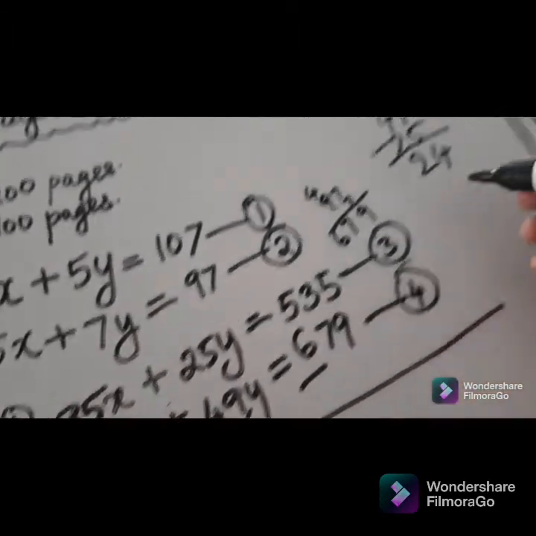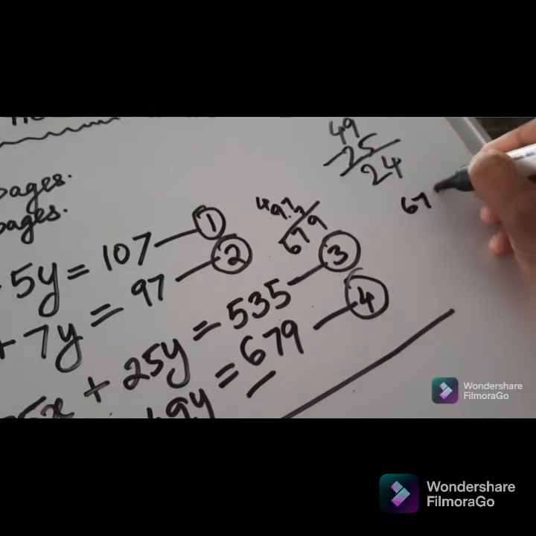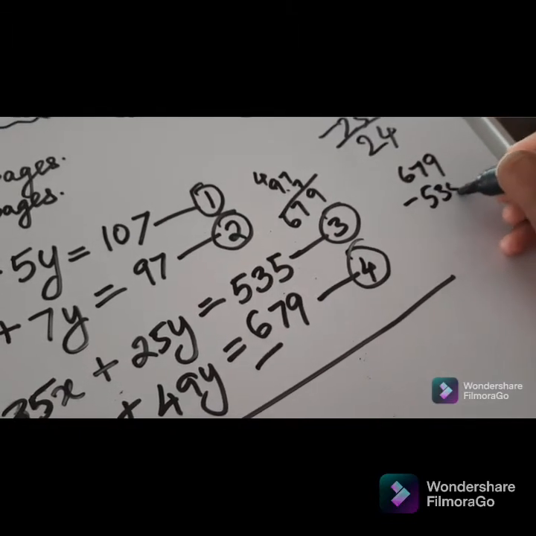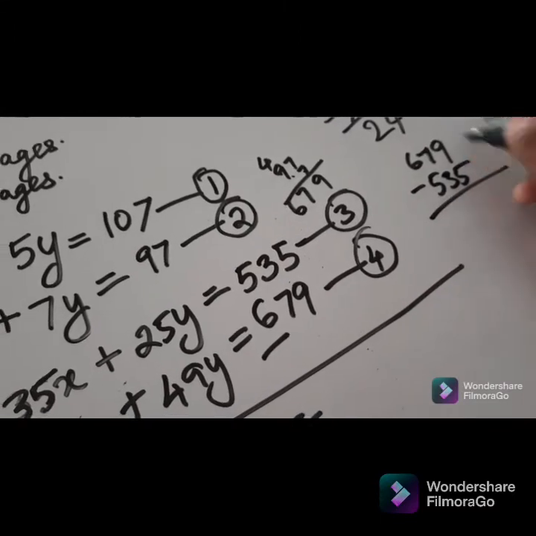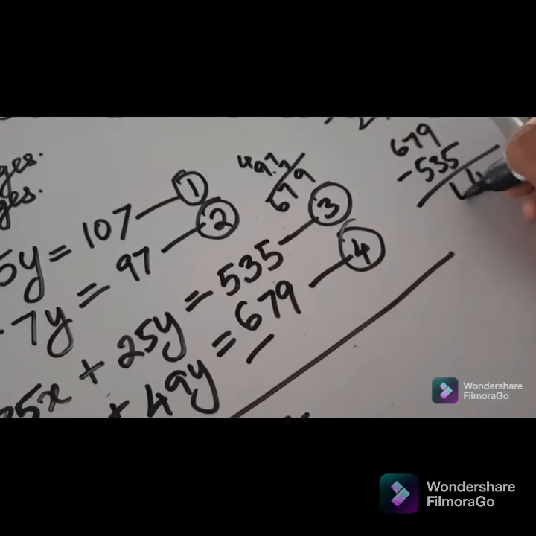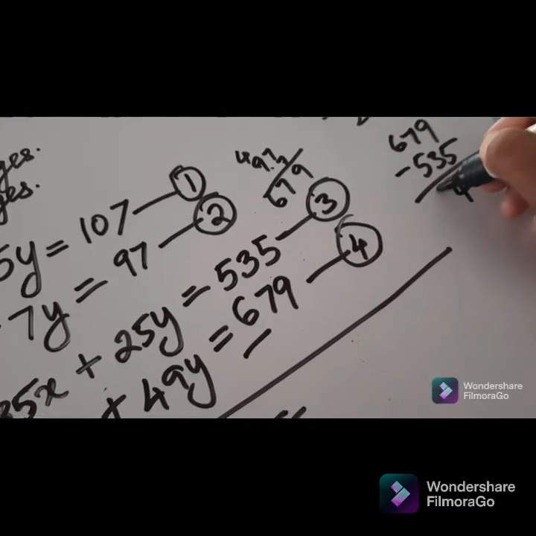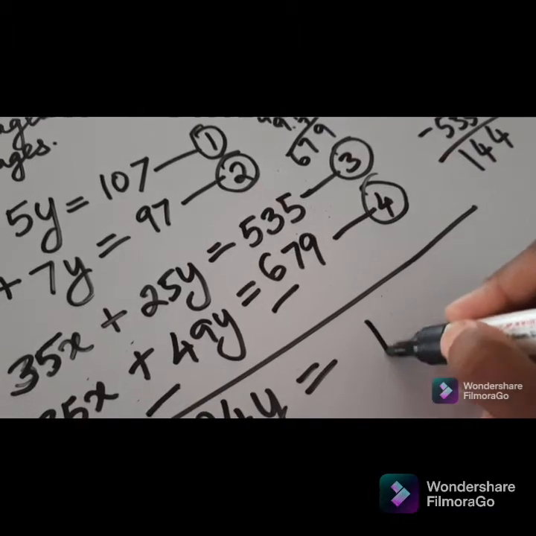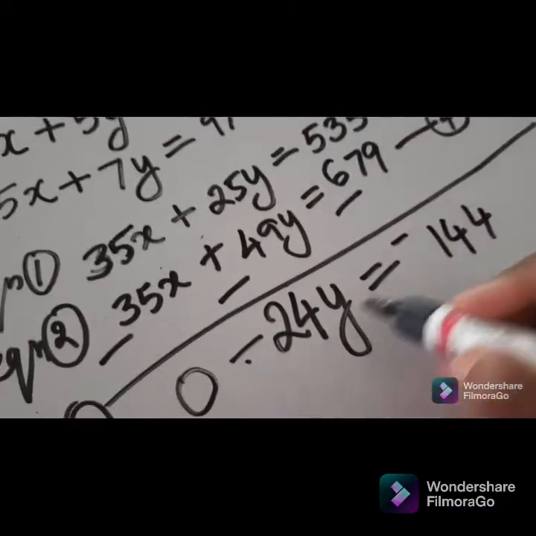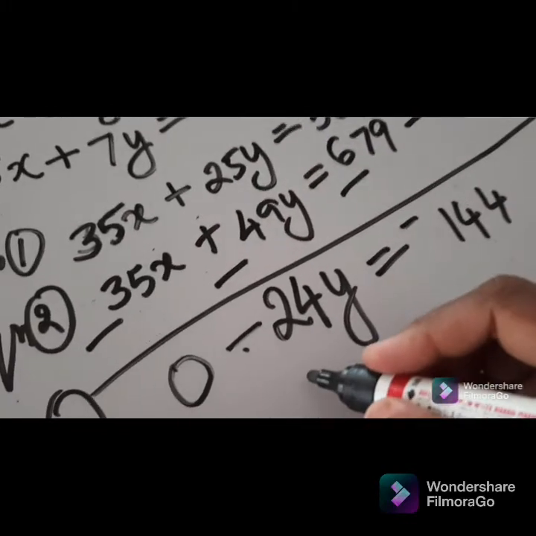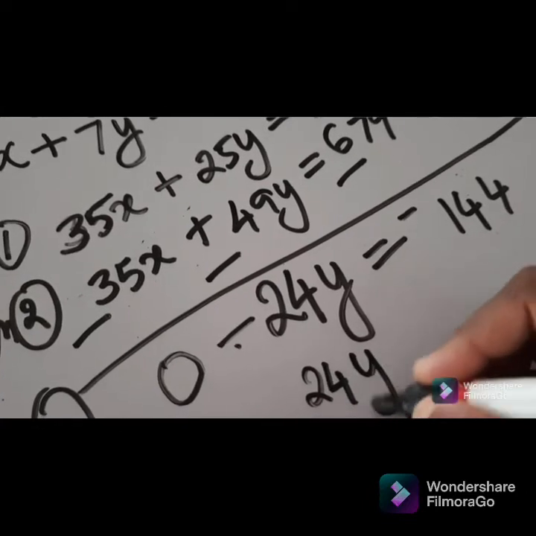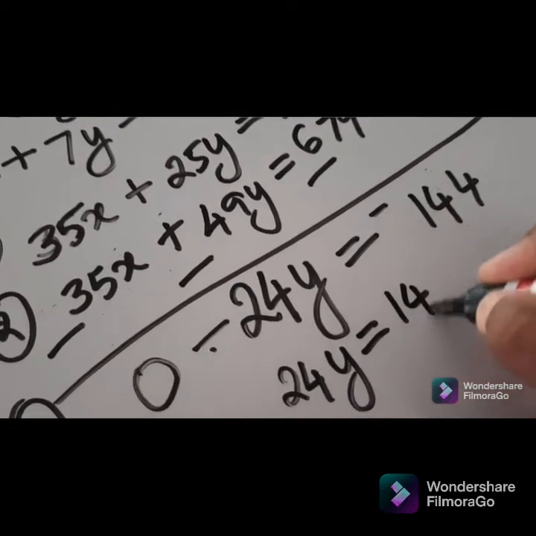That is equal to 535 minus 679. One is positive, the other is negative, so subtract first. 9 minus 5 is 4, 7 minus 3 is 4, 6 minus 5 is 1. The sign is that of the bigger number, that is minus. So both sides are minus, and we can cancel that minus. That is 24y is equal to 144.